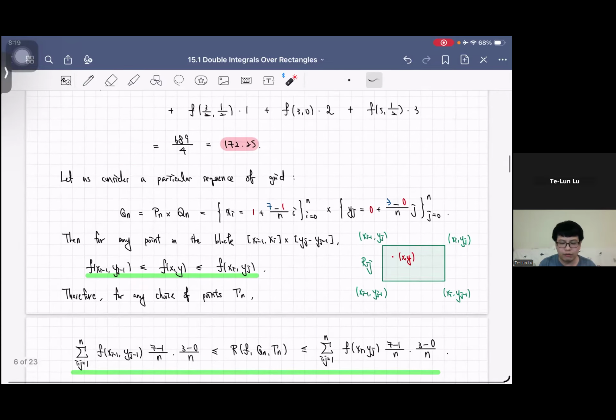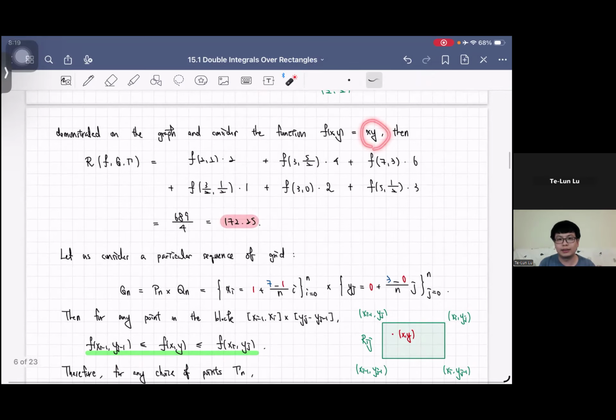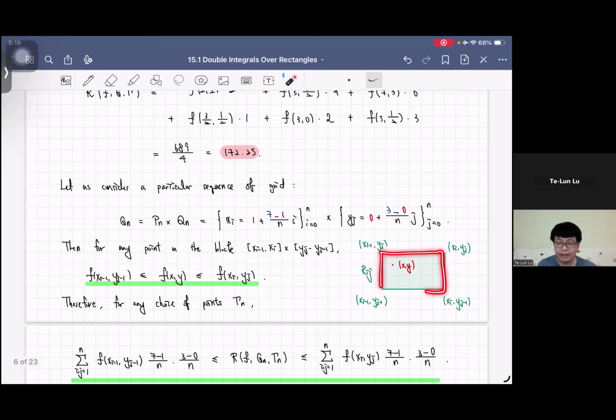And we see that our function has a particularly interesting property: when x and y are larger, this function is larger, right? This is increasing in x and y, basically. So we know that within this grid, the maximized function value of f will be at this point, and the minimized function value of f will be at this point. So for every particular (x, y) in this grid, we always have this inequality.